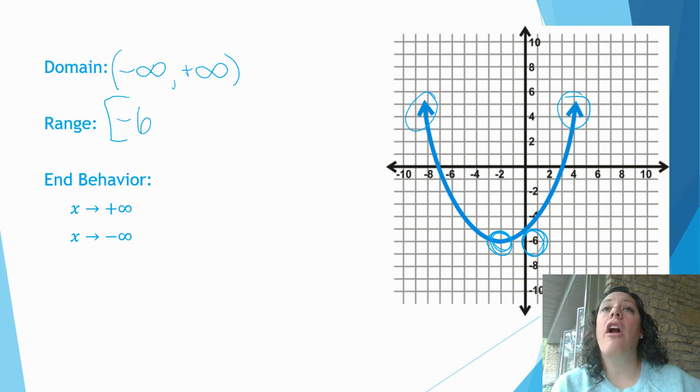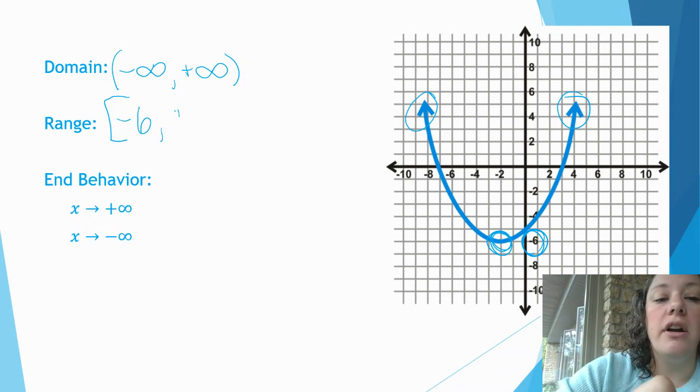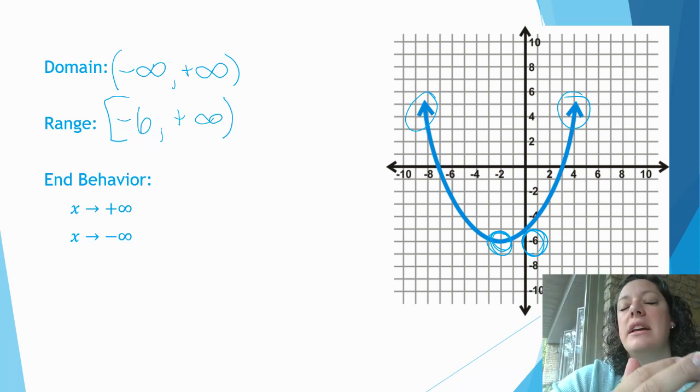Now, how far up is this graph going to go? Clearly, the arrows tell us it's going to keep going up and up forever to positive infinity. And I'm going to use my parenthesis again because I'm not reaching positive infinity. I hope that makes sense to you. I know that's a little bit different.